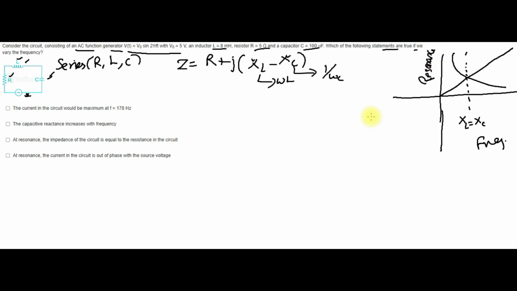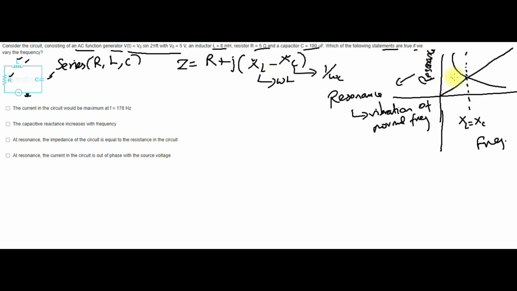What is the meaning of resonance? Okay, listen to me. What is the meaning of resonance? It is a vibration, okay. It is a vibration at the natural frequency. Vibration means what? Suppose you are using XL, XC, there will be some vibration because it's imaginary, right?